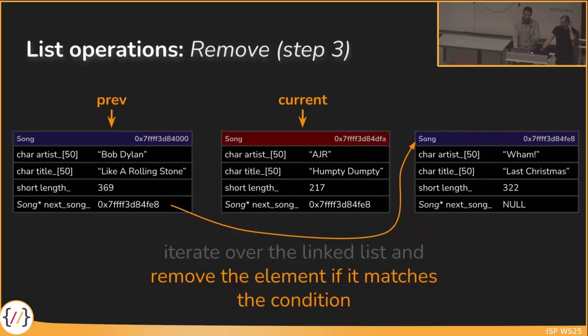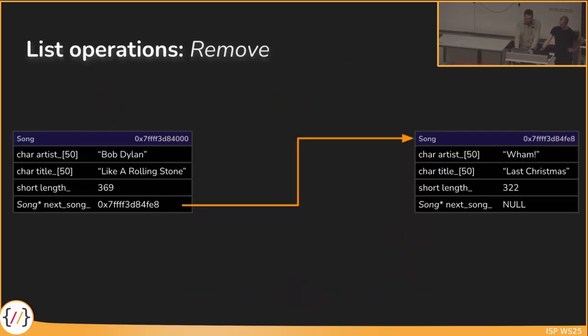Yes. So just iterating and changing one pointer, and for sure, freeing the memory of this element. So we want to completely remove it from the playlist and from the memory. So we have to free this as the last step, so to speak. And in the end, our list now has just 2 elements.